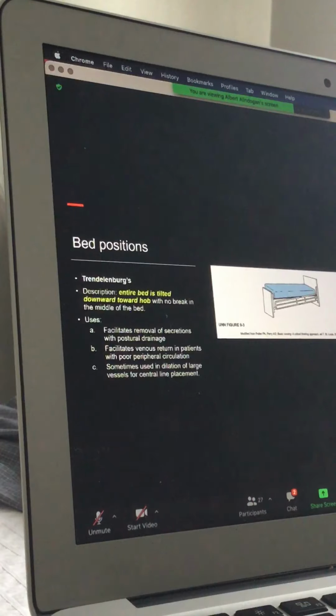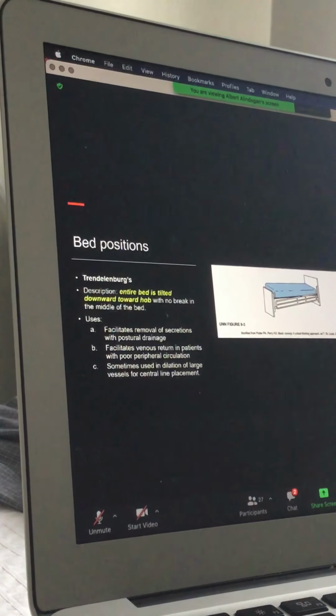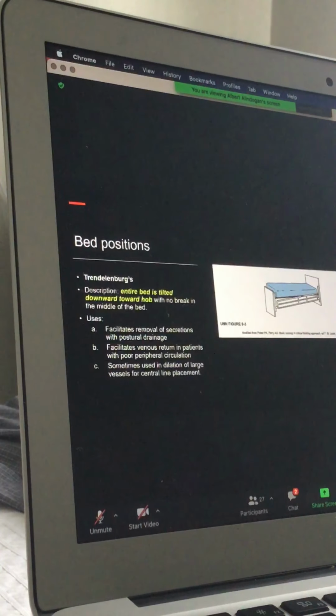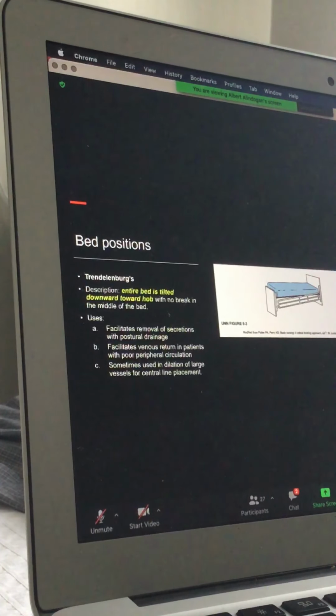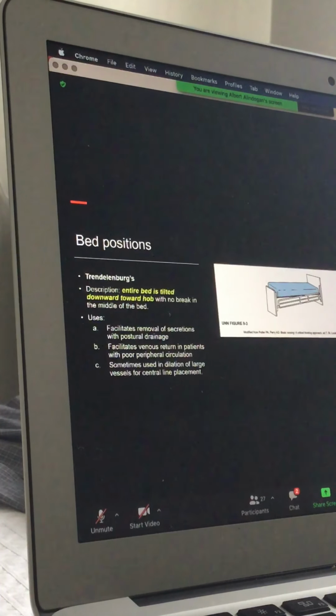That's number one. If there is poor venous return in the patient, meaning there is edema in the leg, that means the return of blood to the heart is very poor, we can use this position as well. This can be used in dilation of large vessels for central line placement for short term. If someone is fainting, you can mimic this position without the bed by elevating the foot. That means you improve the venous return, forcing the blood by gravity into the cavity of the chest wall.